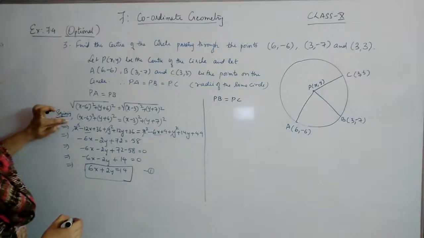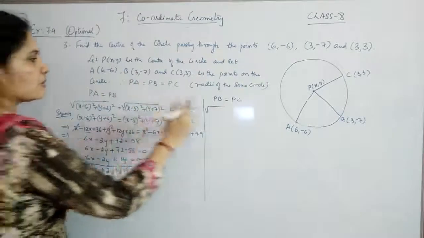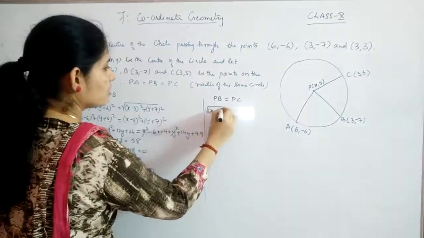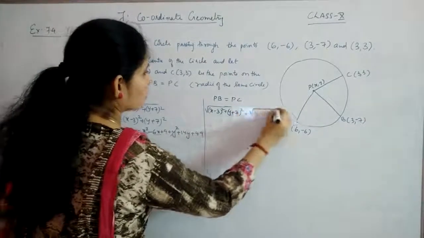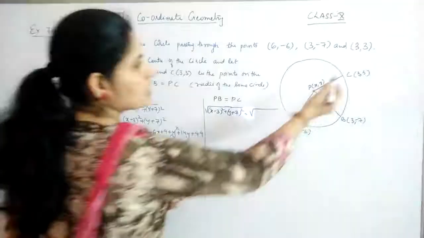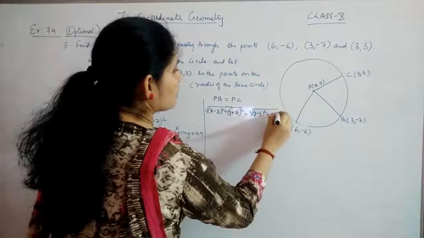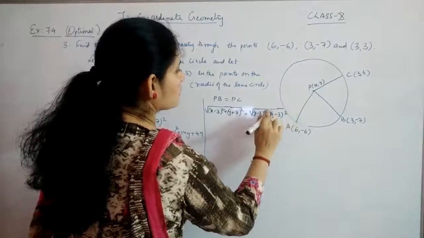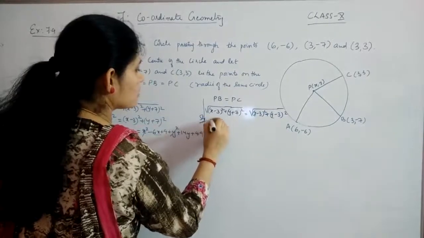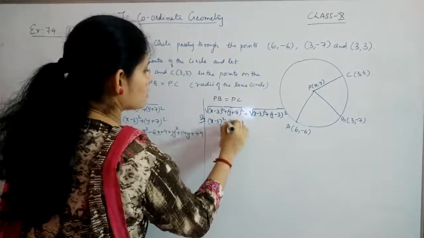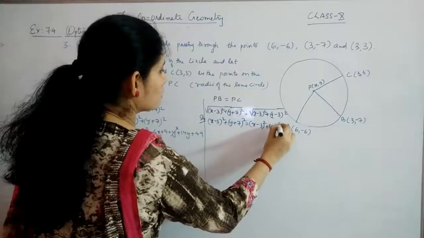Okay, now we can start with PB equal to PC, or again we are taking the distance formula and then squaring both sides. Okay, so PB will give you, here already you have found out what is PB, that is root of x minus 3 the whole square plus y plus 7 the whole square is equal to, again, root of, what you will get, PC is, this is the point C. So you will get x minus 3 the whole square plus y minus 3 the whole square. Squaring both sides, you will get x minus 3 the whole square plus y plus 7 the whole square is equal to x minus 3 the whole square plus y minus 3 the whole square.